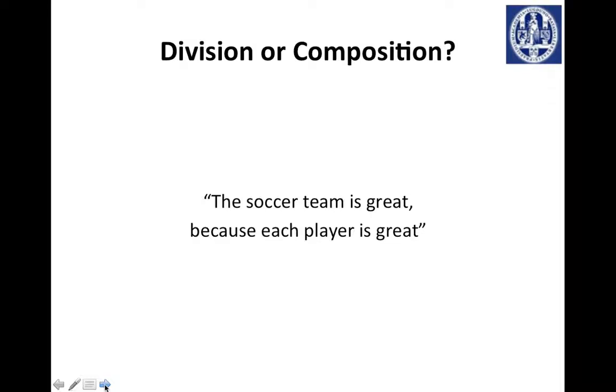But the question here is, is this a fallacy of division or composition? So we have: the soccer team is great because each player is great, which doesn't really hold. I'm sure you can think of a soccer team that is not at all great, while there are star players in that team. So here you can see, no, it doesn't really hold. So what is it, division or composition? I can tell you now, it's a fallacy of composition. And the reason for that is that the whole is mentioned in the standpoint, so that's this upper part.